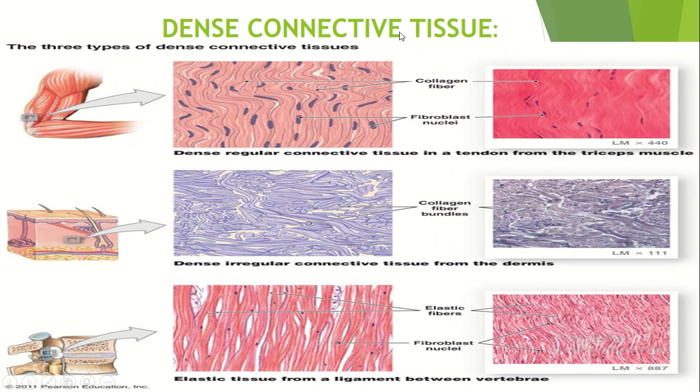And the dense connective tissue. In dense connective tissue, there are three types: dense regular connective tissue, dense irregular connective tissue, and elastic tissue. The dense regular connective tissue is found in the triceps muscles. Just for review, it has collagen fibers containing fibroblast nuclei. Dense irregular connective tissue is found in the dermis of the skin. And the elastic tissue is found in the ligaments between the vertebrae of the vertebral column. So these are the three: dense regular, dense irregular, and elastic tissue.